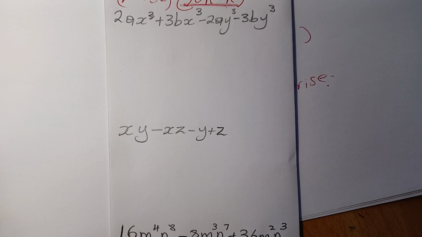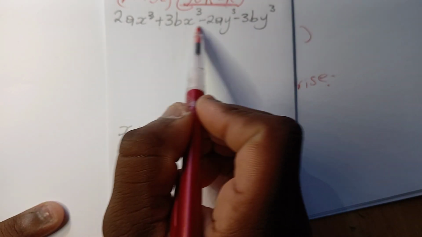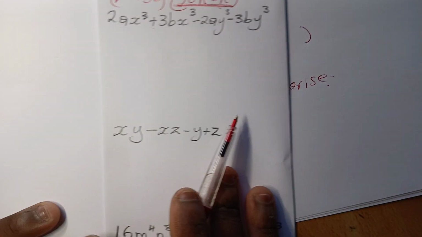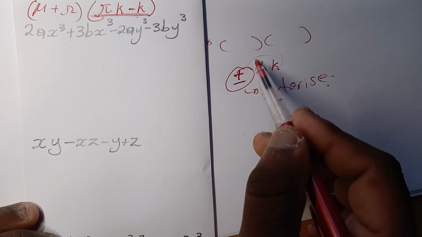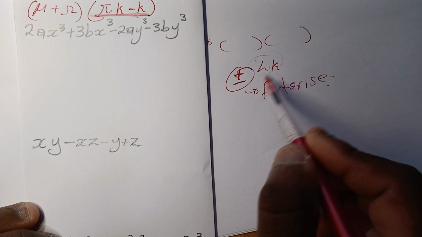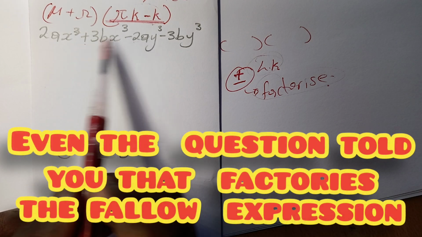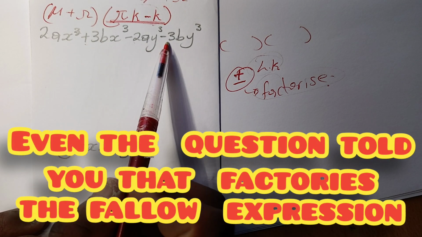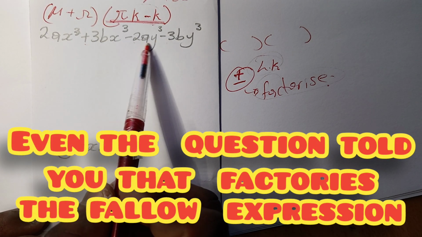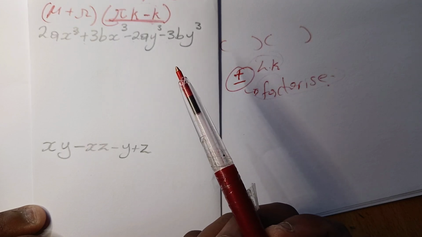So here's the next question, and this one still needs you to factorize. And I told you that when you see plus or minus between your terms, the first thing you look for is like terms, but if there is no like term, try to factorize it. Also the question told you that here we are factorizing. Even if you try to check the like terms, we don't have like terms here.